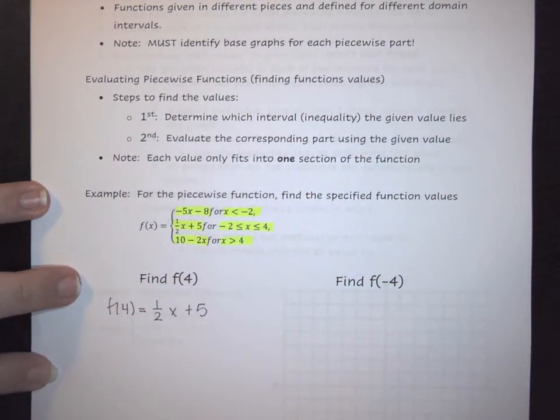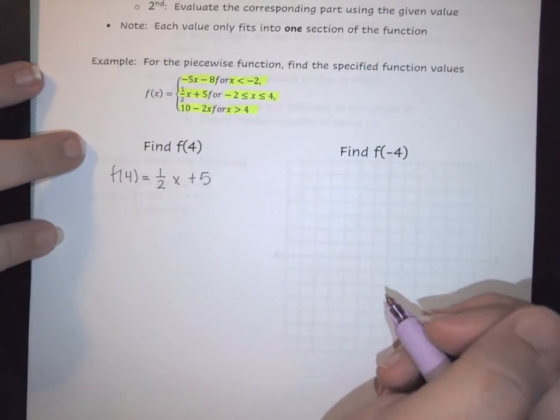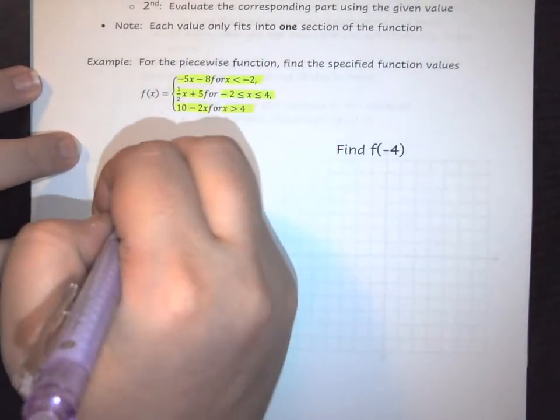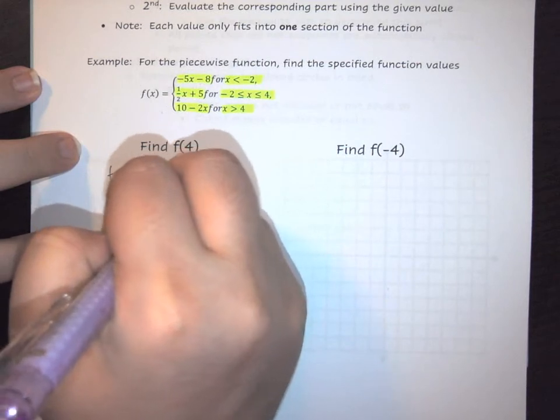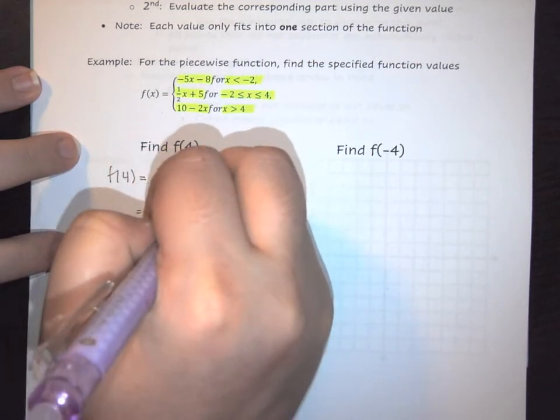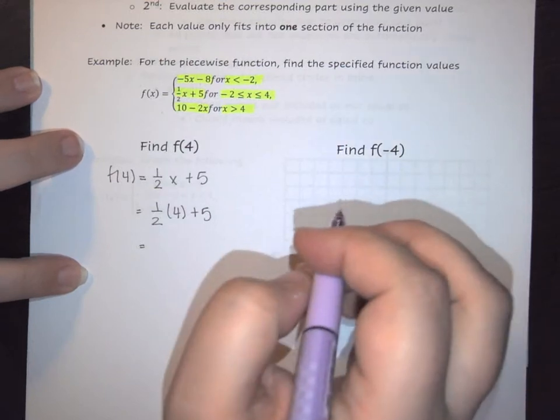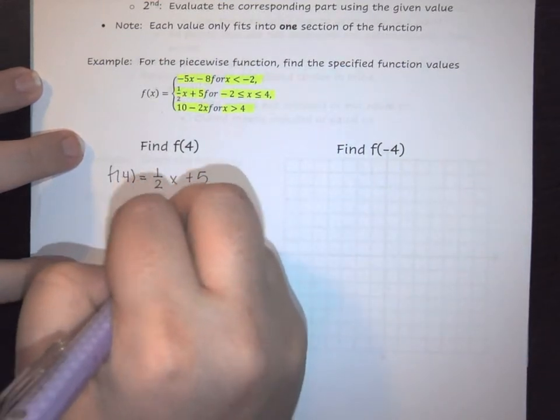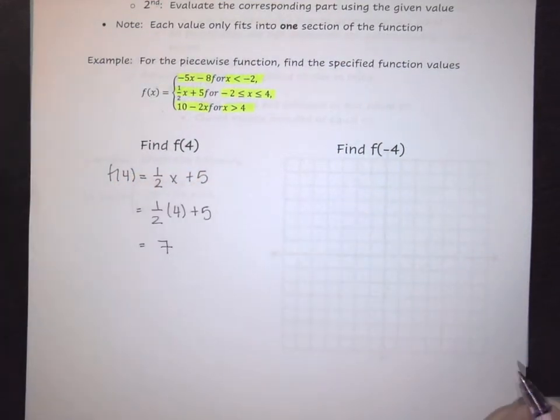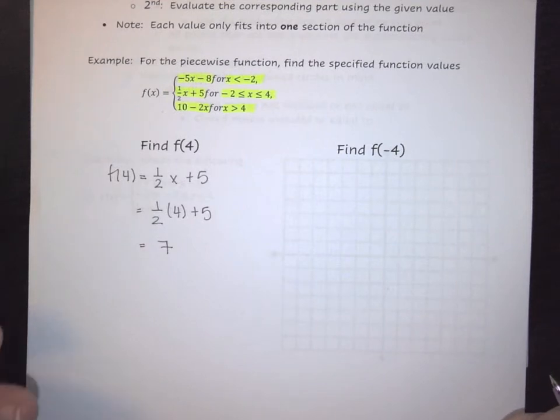Okay, and so that's where we're going to be. So here we would simply input the 4, so this is going to be 1/2 times my 4 plus 5. 1/2 times 4 is 2, plus 5 gives you 7. Okay, and that's it. That is the only equation that will satisfy f of 4.